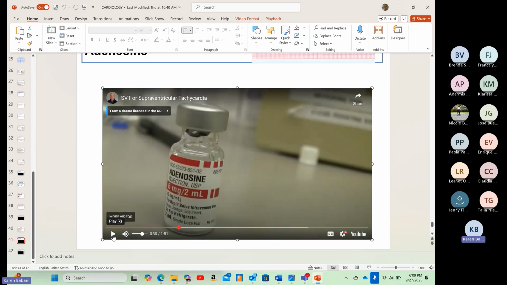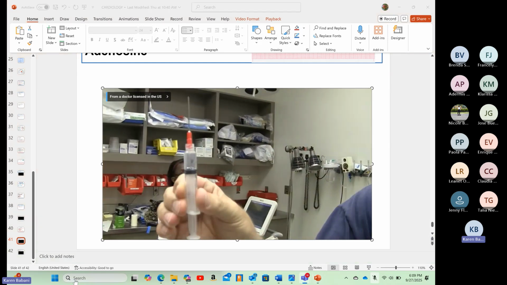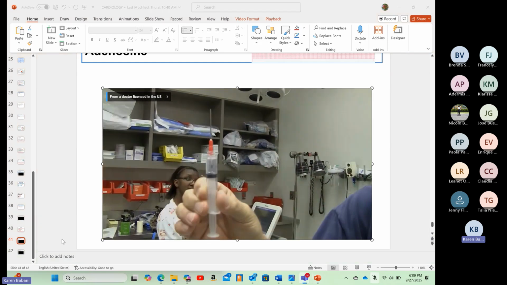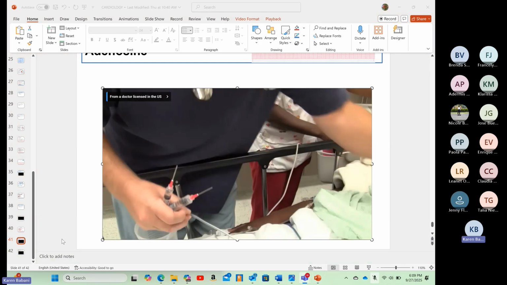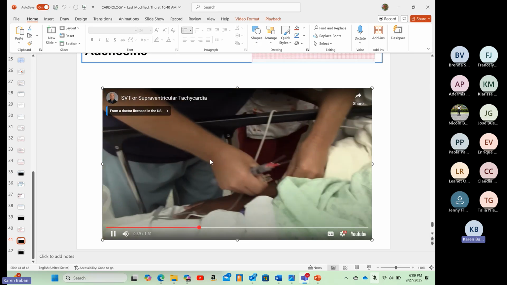You need at least 6 milligrams per 2 ml of adenosine. If this doesn't work, you can do 12. If that doesn't work, you can start praying. That's 6 milligrams? Yep. And remember, you might feel a funny feeling in your heartbeat once you get the medicine.